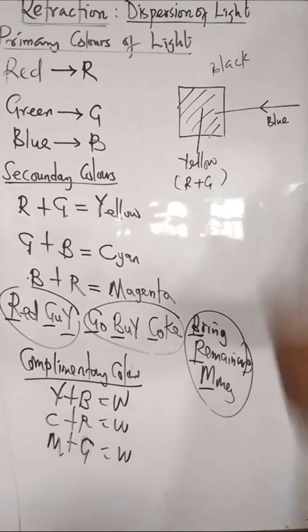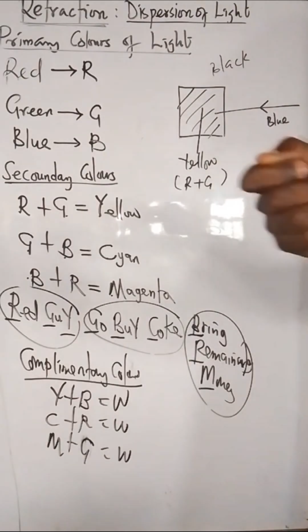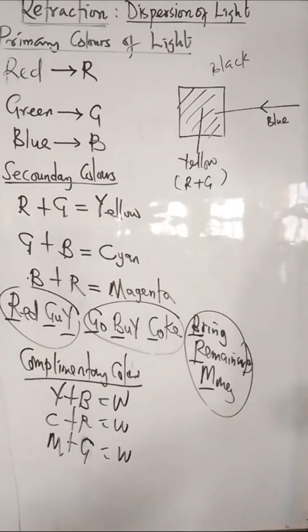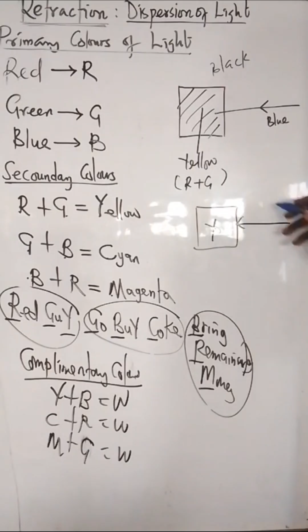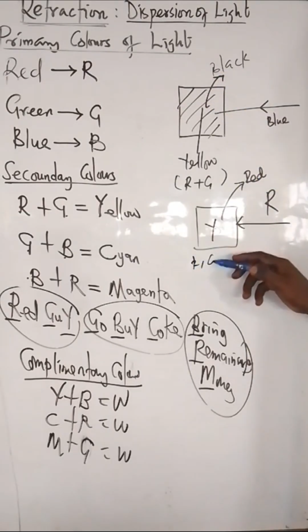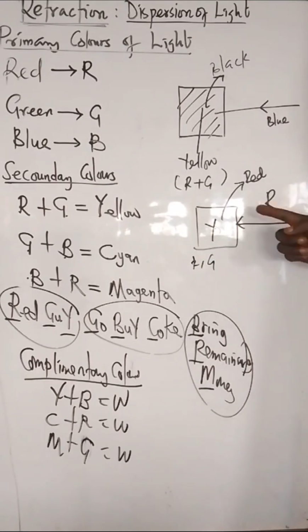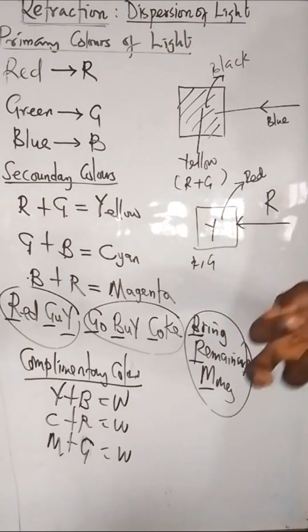So meaning, if we have a yellow card, like the one the referee uses in football, under blue light it will appear black. But if we have a yellow card and a red light falls on it, what happens? It will appear red. Why? Because yellow has red and green. So it's going to reflect, or allow the red to pass through, then absorb the other. So this yellow card will appear to be red. If you have a yellow card under red light, it will appear red.